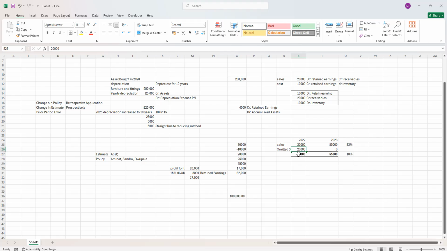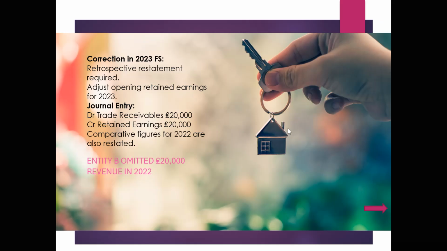So which we brought in here for comparative purpose. However, this is not in the P&L. It's going to retained earnings already. Do you get? So that is what has happened here.